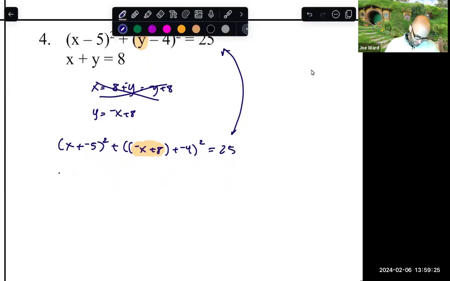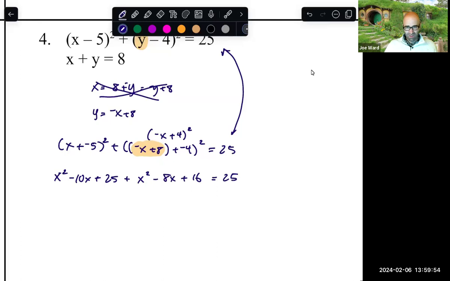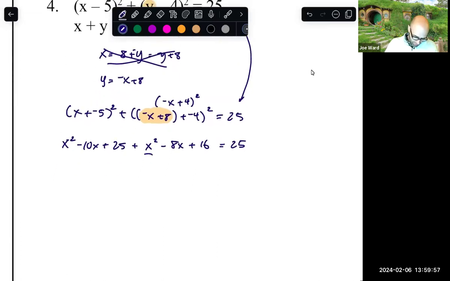So what are we getting here? Here we're getting x² - 10x + 25. Here, I'm going to do this, (-x + 4)². If you simplify that, 8 minus 4 is 4, and then we have a negative x in the front. When we square that, you're going to get x² - 8x + 16, and then this equals 25. Now, what are we doing? Combining like terms. x² - 18x. These two 25s are going to cancel out, so then plus 16 equals 0.